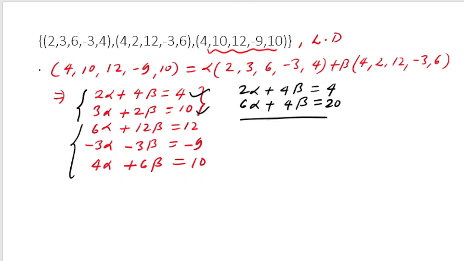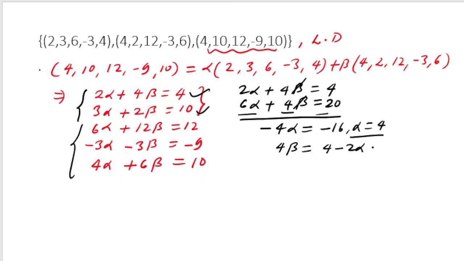If I subtract that, what do I get? 4 beta and 4 beta cancel. 2 alpha minus 6 alpha is minus 4 alpha, and that is equal to minus 16, which means alpha is equal to 4. So if alpha is equal to 4, what is beta? Using the first equation, 4 beta is equal to 4 minus 2 alpha, that is 4 minus 8, which is equal to minus 4. So beta is equal to minus 1. So we got alpha equal to 4 and beta equal to minus 1.